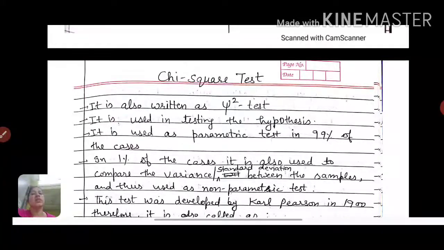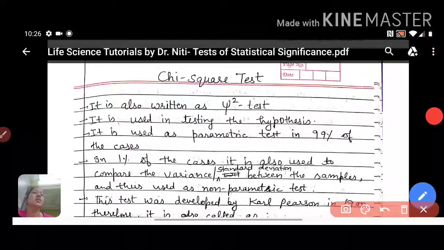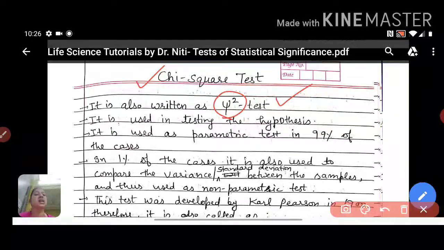Hello everyone, I welcome you all to this lecture, and in this lecture I am going to talk about the chi-square test. The chi-square test can also be written using a symbol. This symbol is chi-square, and it can be written in this way and also in this way. This is the test which is used to test a hypothesis, whether the hypothesis is correct or wrong. This can be tested by using the chi-square test.